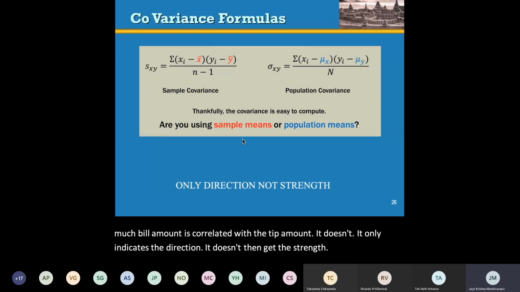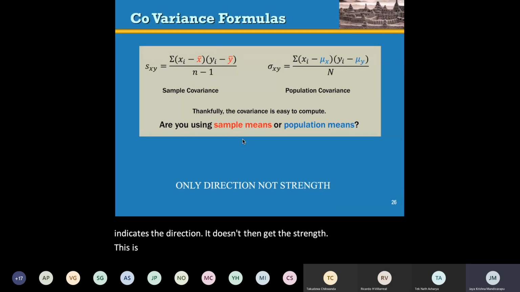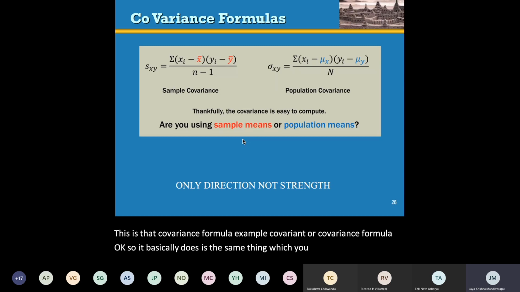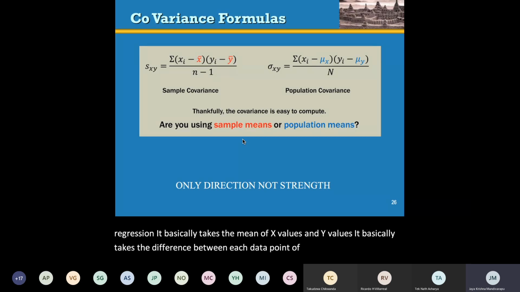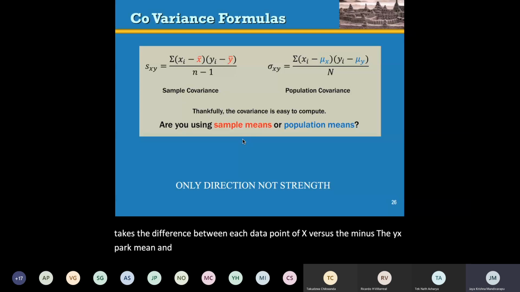So this is the covariance formula, a sample covariance or a population covariance formula. Okay, so it basically does the same thing which you did in linear regression. It basically takes the mean of x values and y values. It takes the difference between each data point of x minus the x bar mean, and multiplies it with the same for the y values, and then you sum it and divide by n minus 1 for a sample and n for a population.